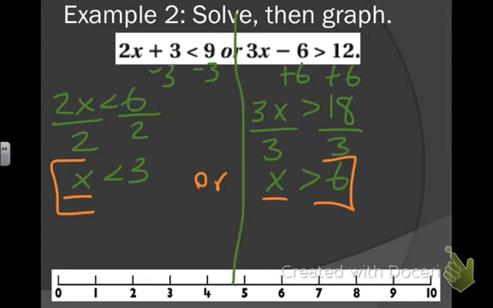Alright, so now for graphing, x is less than 3, so I'm going to have an open circle at 3. It's everything less than that. And then x is greater than 6. So again, open circle at 6, x is everything greater than that.